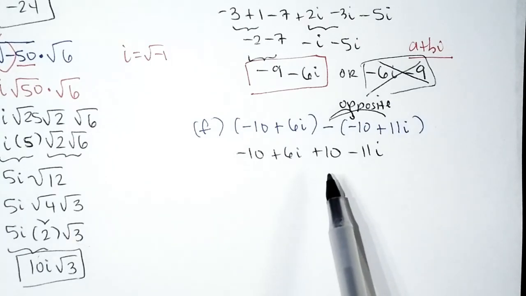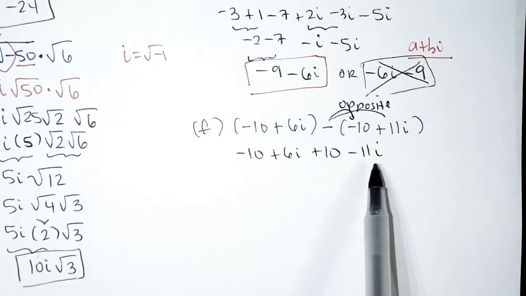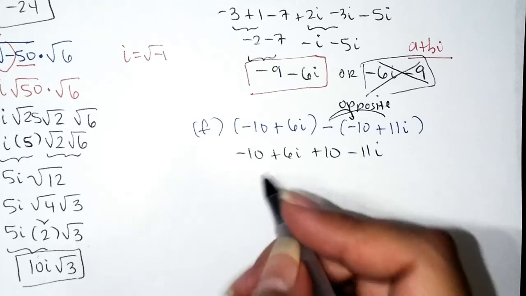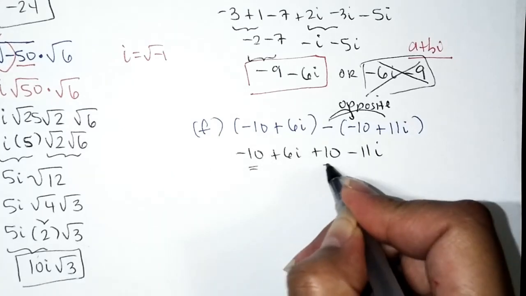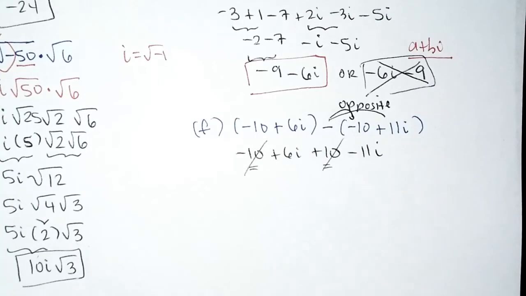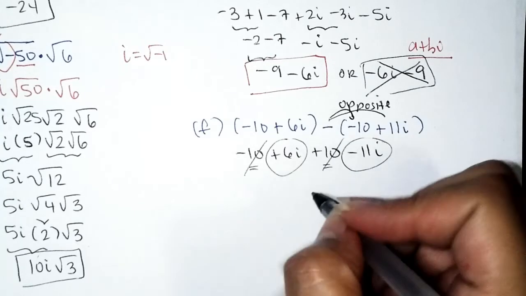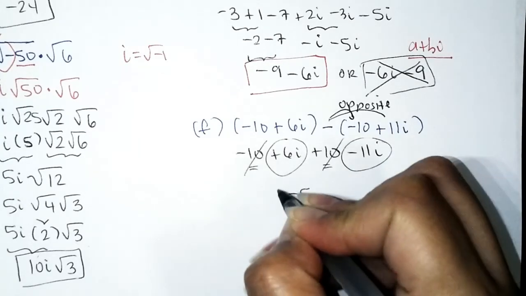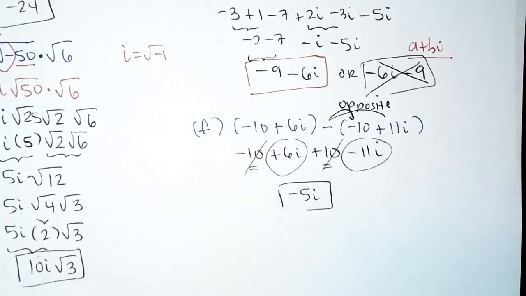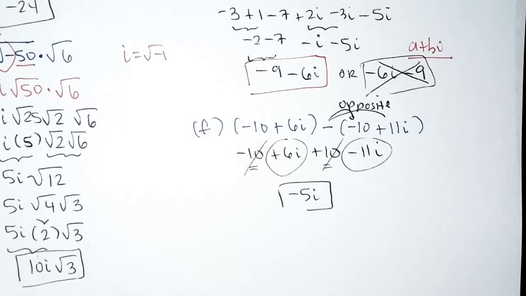We only have 4 parts, so I think I'm going to be an overachiever and go straight to the answer. The sum of the real parts, namely -10 and +10, will give us 0. And the sum of the pure imaginary parts, namely 6i and -11i, will give us -5i. In our answer, we only have one term, so we don't have the real part and the pure imaginary part, so we don't have to worry about writing the answer in standard form.